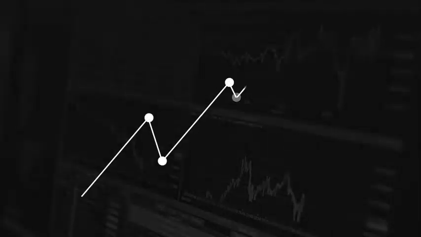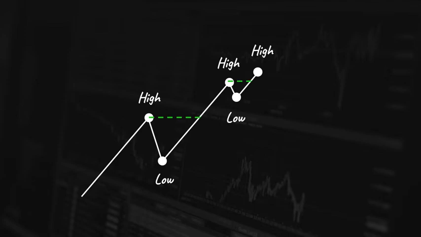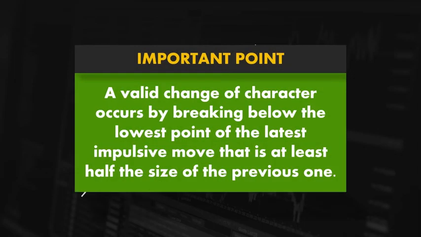For instance, here, both of these levels are considered a source because they have broken above the previous market structure. However, we won't consider this break a valid change of character. The reason is that the failure of such a small movement is not supposed to be considered a reversal of the trend. So here is another rule for a change of character. A valid change of character occurs by breaking below the lowest point of the latest impulsive move that is at least half the size of the previous one.